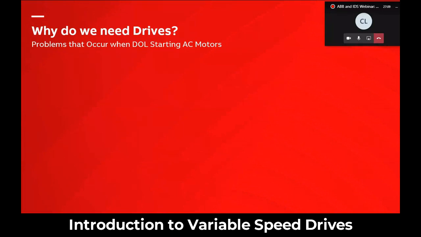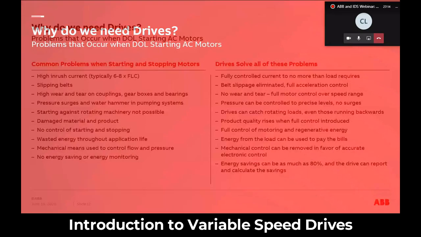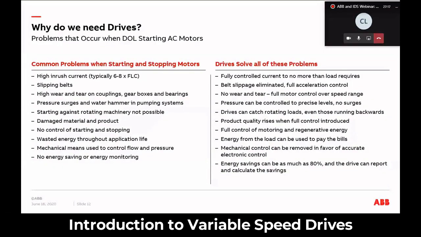In terms of why do we need drives, and we're comparing this against direct online starting AC motors, here's pretty much a list of the common problems when starting and stopping motors using direct online methods, and how a drive can solve all of these problems. Now, I'll give you a moment or two to have a read through those at least.